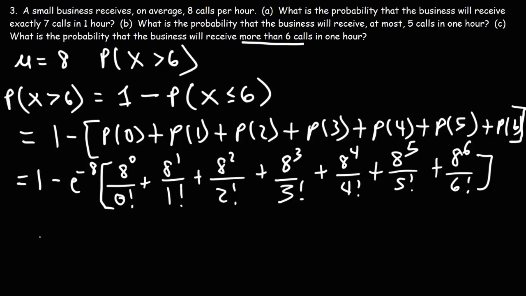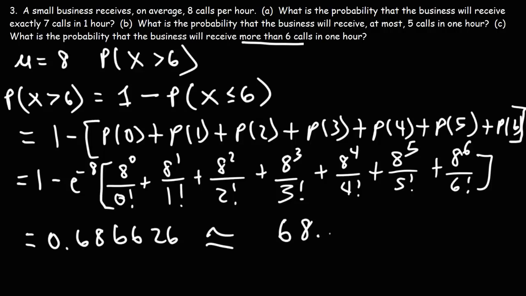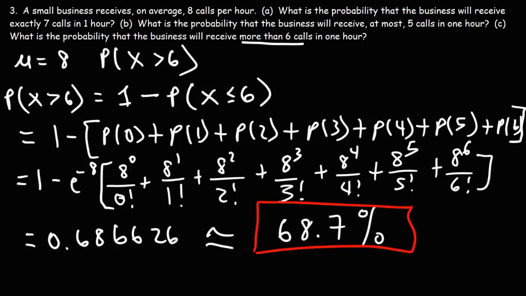So I got 0.6866626. So we could say that it's approximately a 68.7% chance that the business will receive more than 6 calls in 1 hour. So the chance is high. And it makes sense because the average is 8. So more than likely, it's going to receive more than 6 calls in an hour if on average it receives 8 calls in an hour.